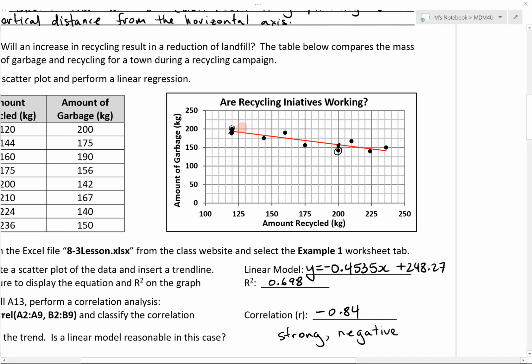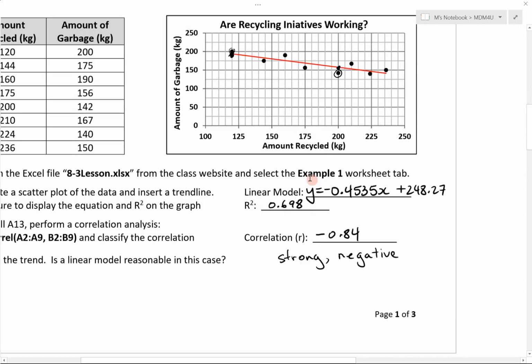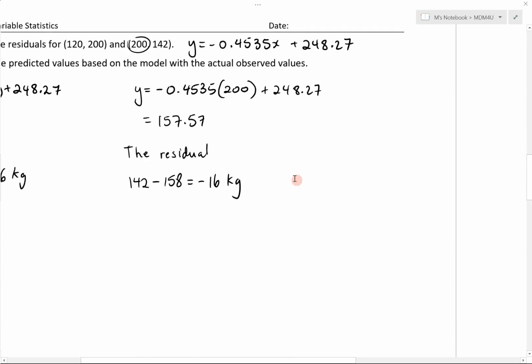Okay, so how do I always remember which one's positive, which one's negative? Well, the residual value would be a line drawn between the red line and the upper data point, which would be above the red line. It's positive. For the 200 kilogram case, my observed value is below the red line, so that residual vertical line would be negative. So that may be a helpful visual to remember for the future. So what does this value mean? It means that the actual mass is 16 kilograms less than the predicted value.